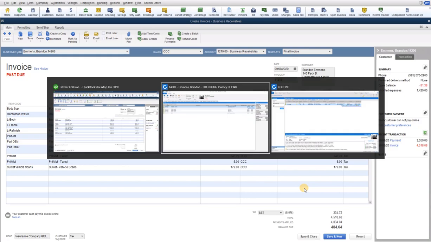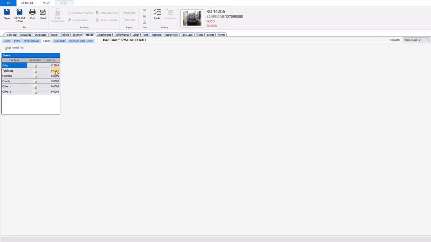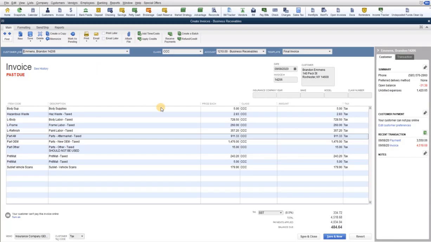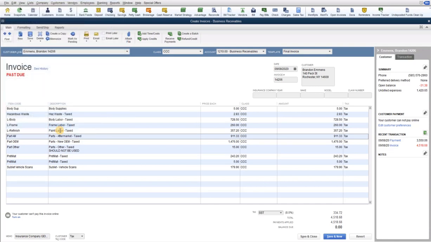So let's take a look and see why that invoice may not be correct. And if we go back to what we've done before, we've looked at rates. And what you'll notice is the tax rate on this is 8.75, which is more than what it should be. So if we go back over to QuickBooks, we need to apply the credits again to basically get this back to the correct amount due. We have a $31 excessive open balance here on the right hand side.